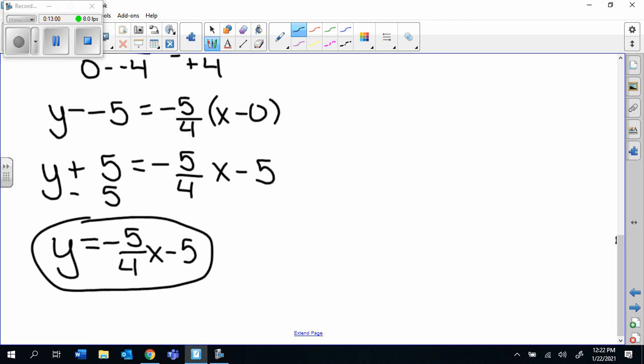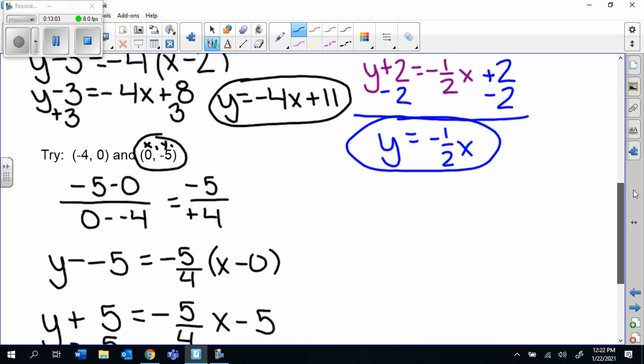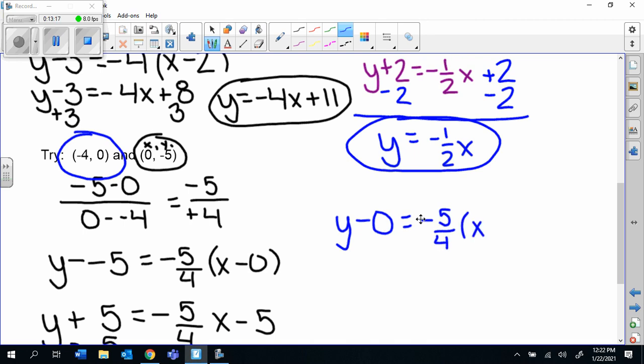What if you picked the other point? So if you want to see it worked out, I'll work it out for you with this point. It would be y minus 0. Maybe some of you thought this was easier. Maybe it is. -5/4 x minus a -4, or x plus 4. So now we do need to distribute, but the upside is we have the y by itself. So we have -5/4 x.